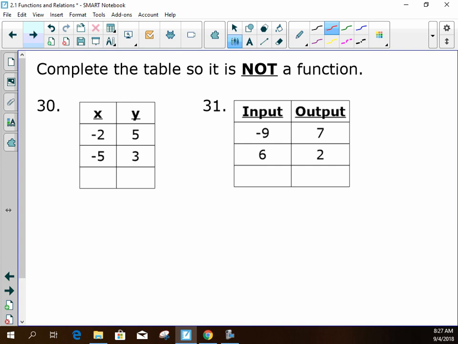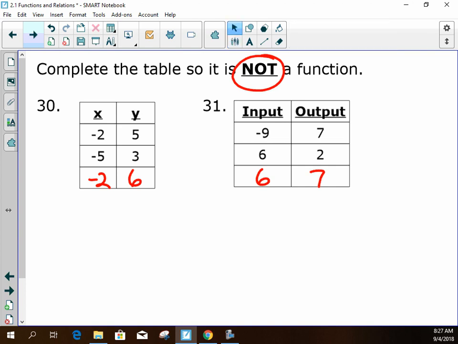Complete the table so it is not a function. Negative 2. Now, with my negative 2, can I put 5 here? No. 6. 6. 7. Is that okay? Yeah, because 6 has a 2. So as long as I don't put 6 and 2, I'm okay. I can put 6, 7.